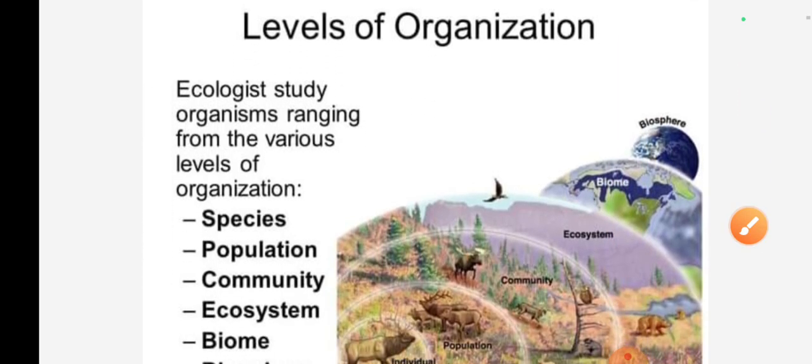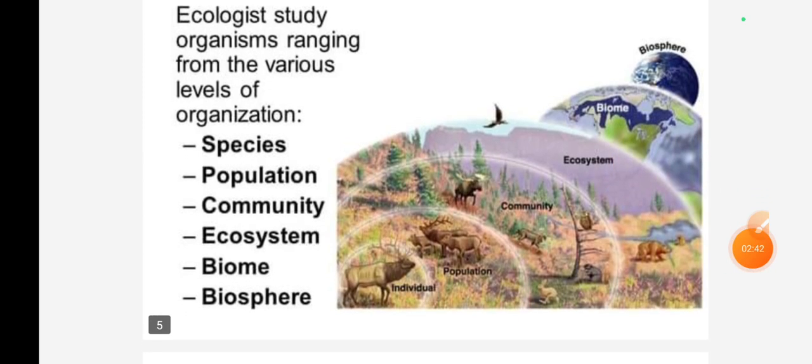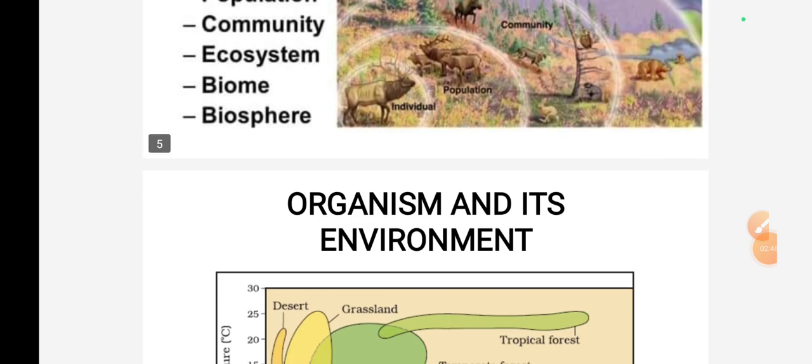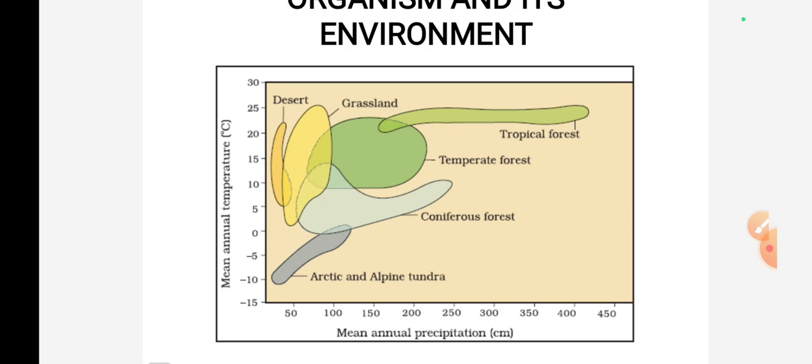Then levels of organization. Ecologists study organisms ranging across the various levels of organization: species, population, community, ecosystem, biome, biosphere. Okay, one by one we have to discuss. Organism and its environment. Mean annual temperature in degrees Celsius. Mean annual precipitation in centimeters. Okay, then in Arctic and alpine tundra they have given the range.